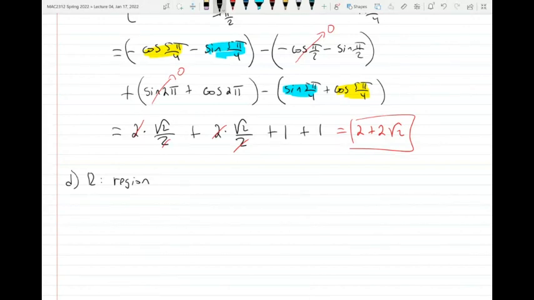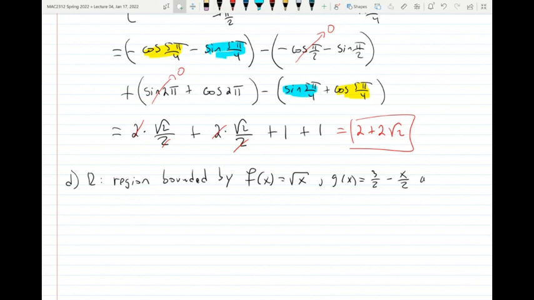So the region bounded by square root of x, the line 3/2 minus x over 2, and the x-axis. Okay? All right, so try this. How do we do this? What's the first thing that we should do?